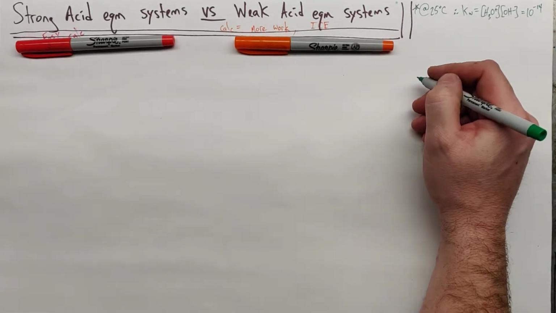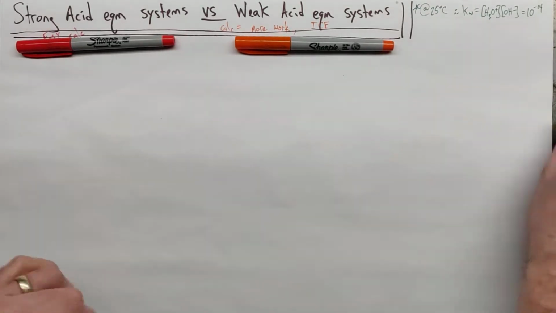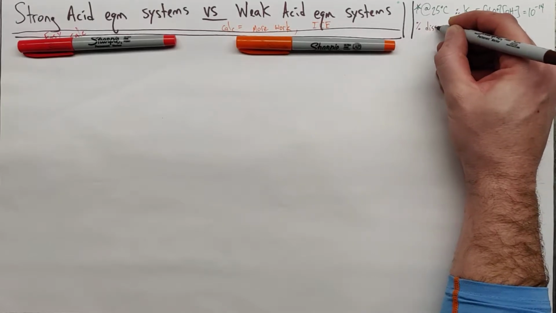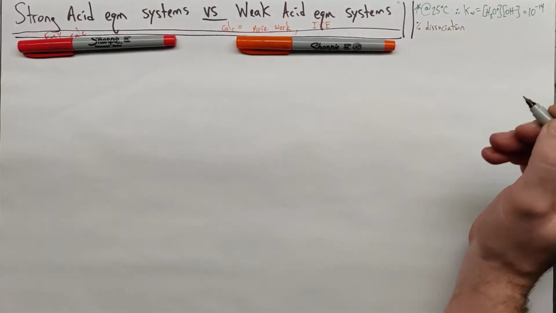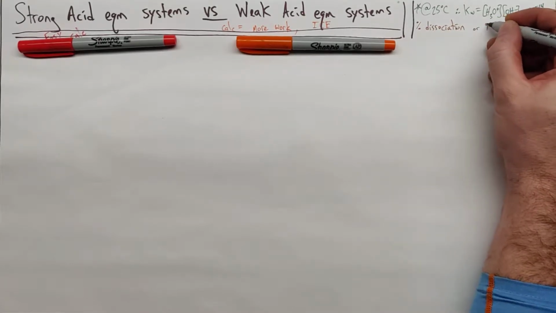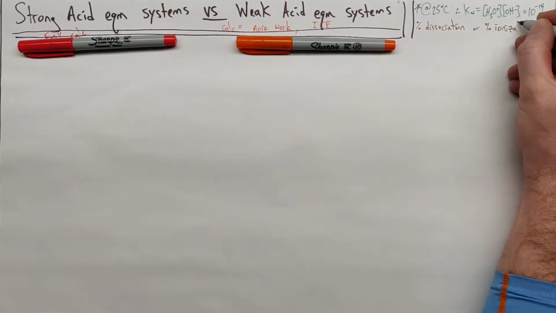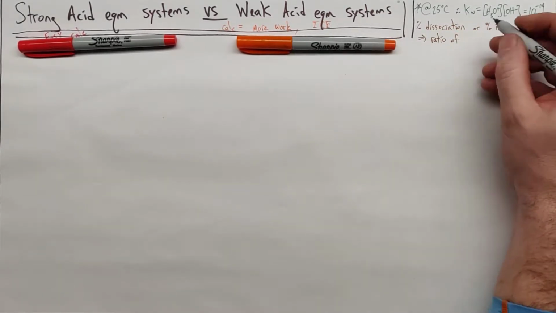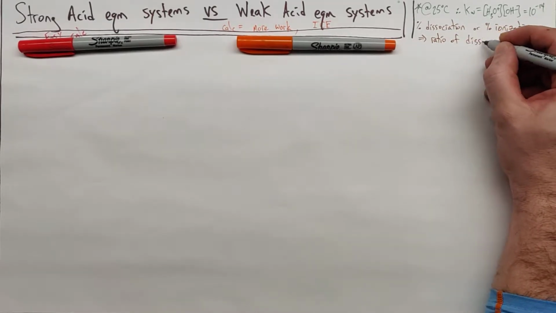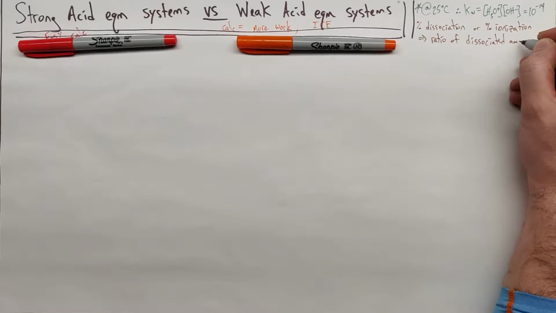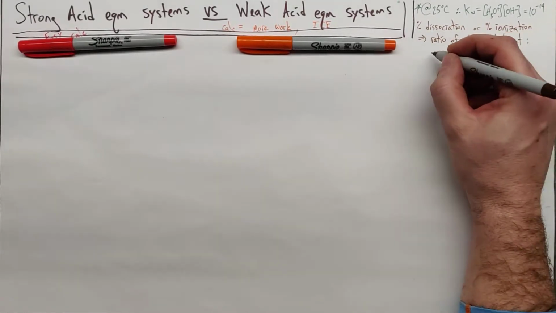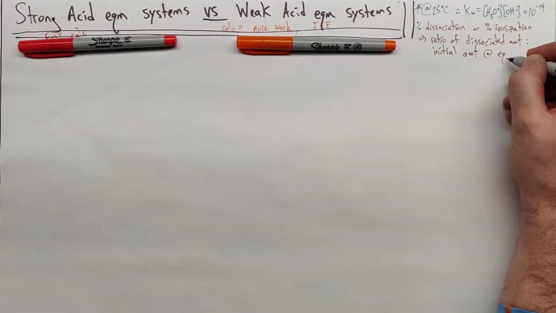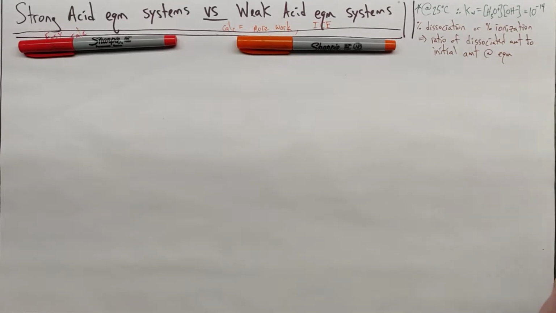And then I want to throw in this vocabulary term of percent dissociation, or percent ionization. That's just a ratio of the dissociated amount, or the ionized amount, to the initial amount at equilibrium.